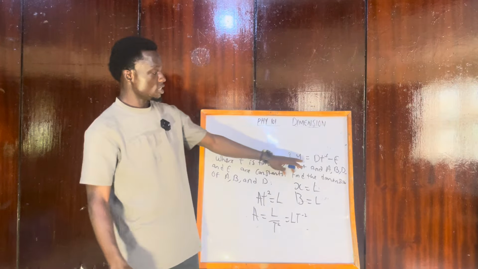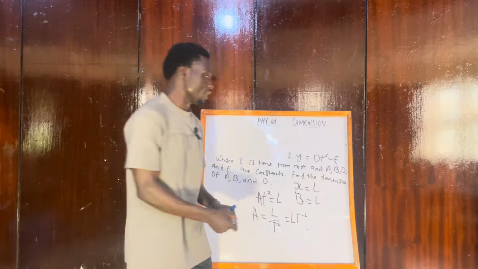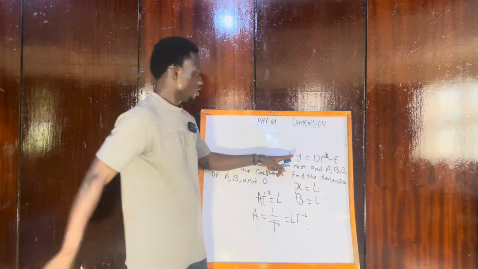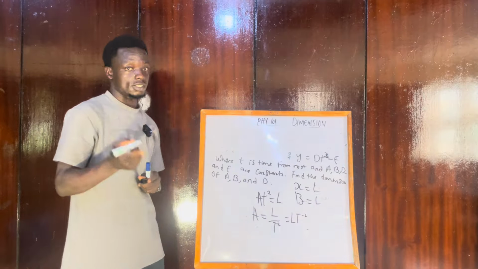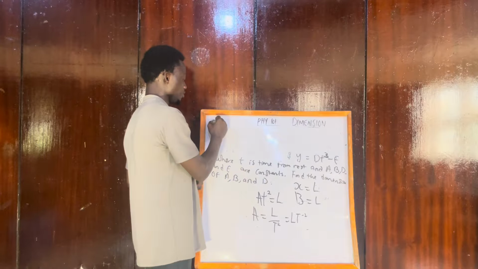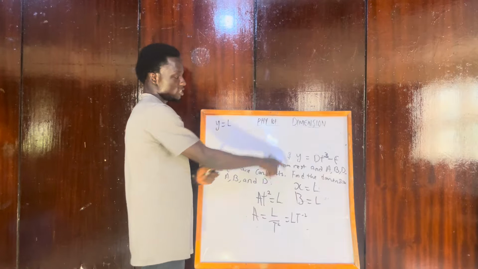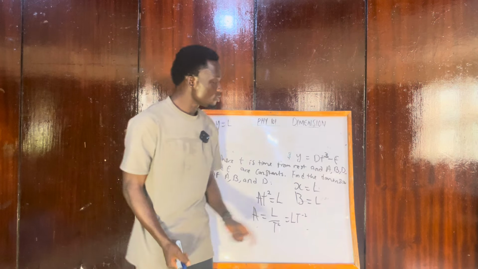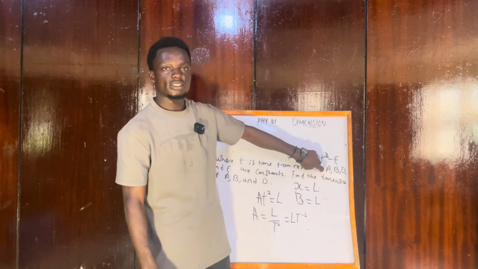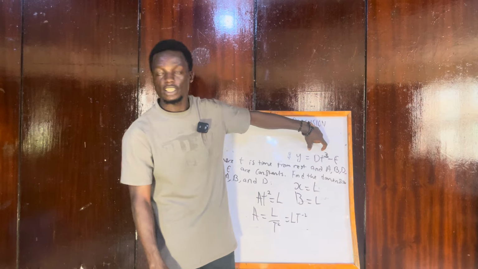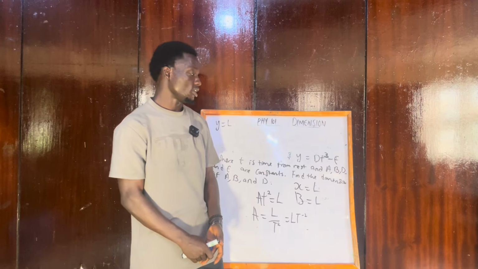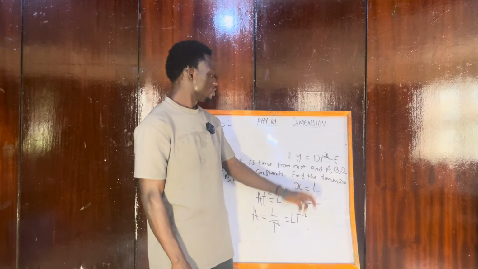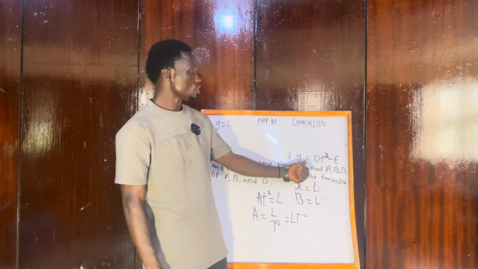Now, the second expression here is y equals dt cubed minus E. Don't forget, this y is also a displacement, which means it is going to have a dimension of L. And for us to be able to subtract E from dt cubed, that means E and dt cubed have the same dimension. Are we together? They are homogeneous. And for them to be equal to y, that means y also has the same dimension as them.